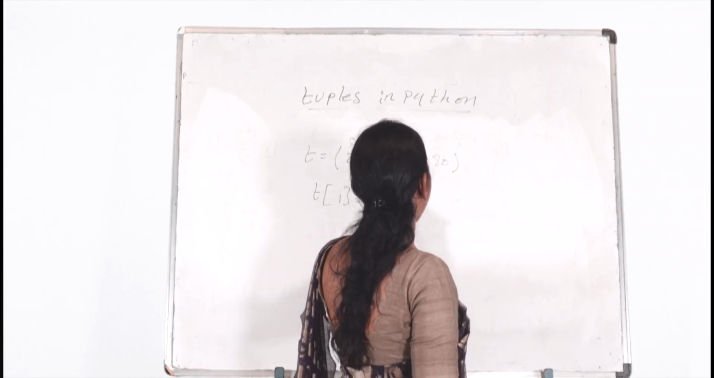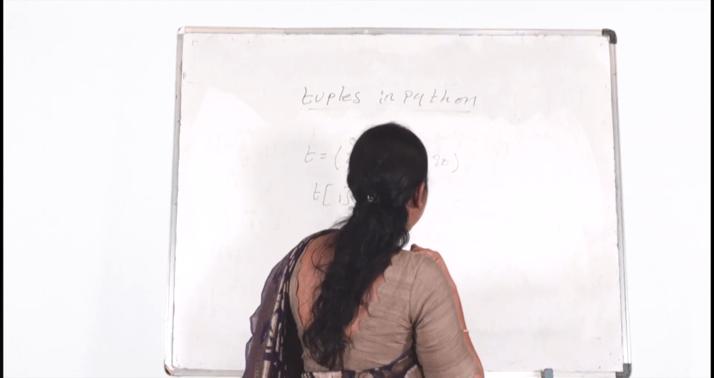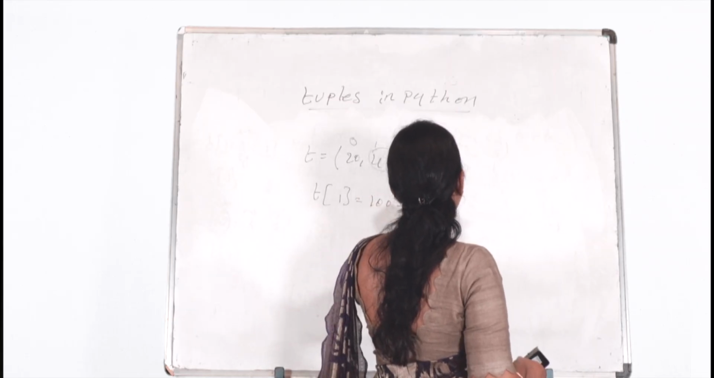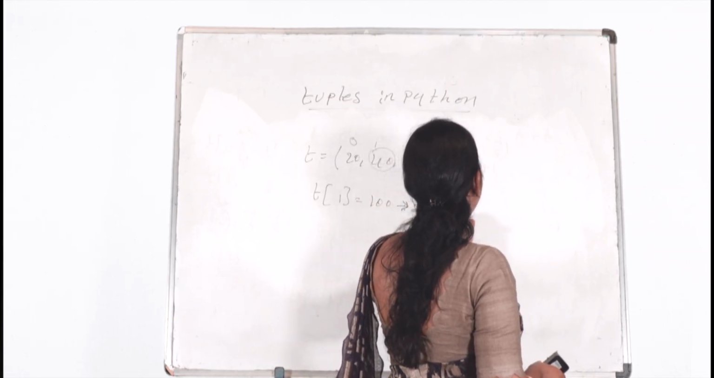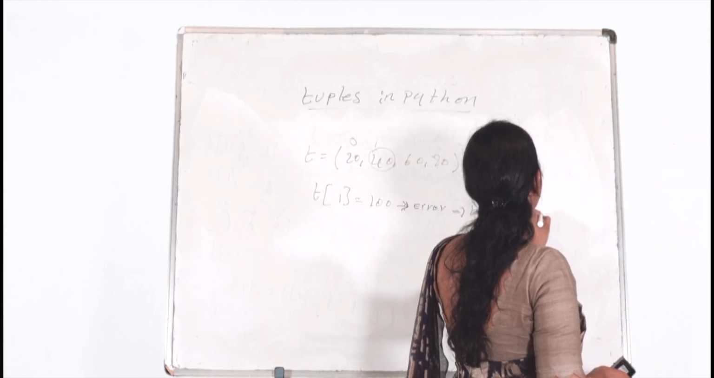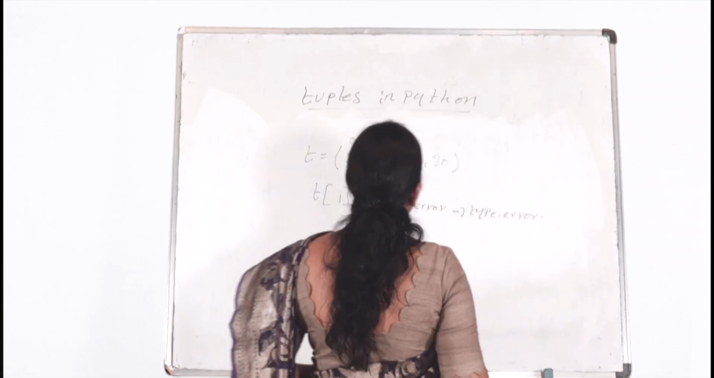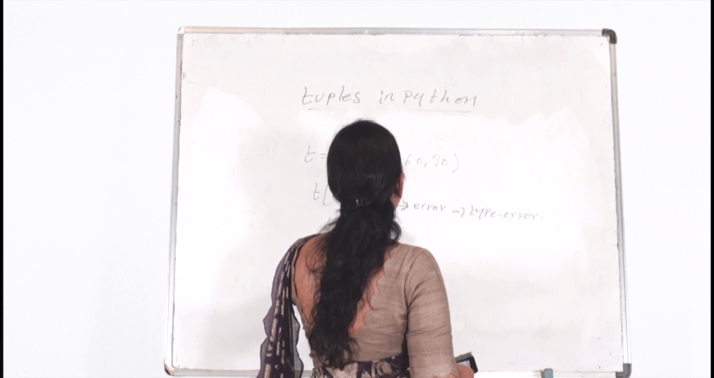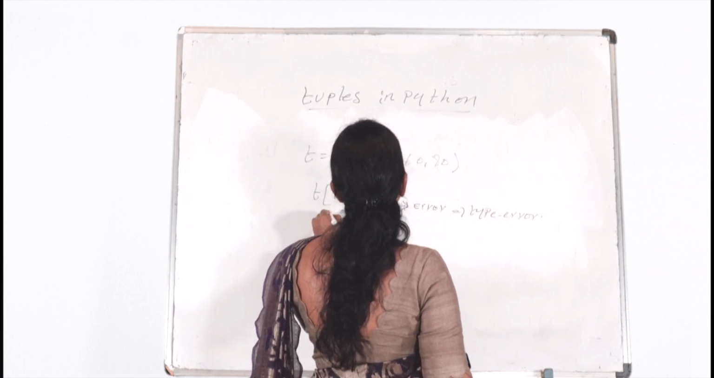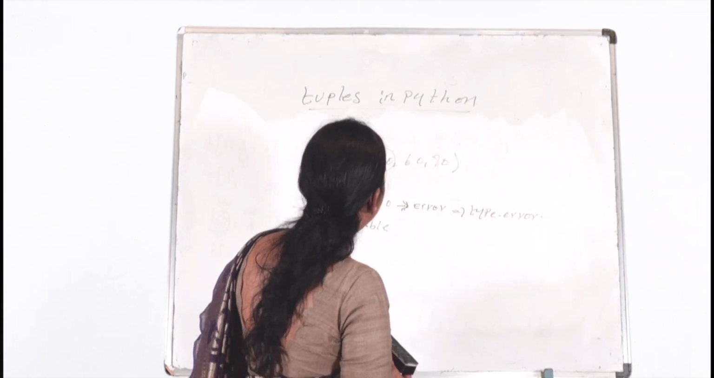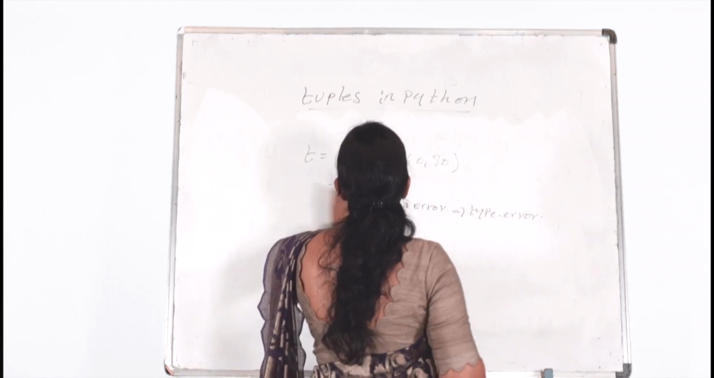So what will happen when we change that index value with an updated value? We will get an error. What type of error? A TypeError, because we can't update values in a tuple, since it is immutable. This is what the statement says: a tuple is immutable.